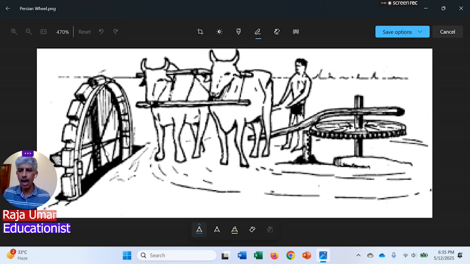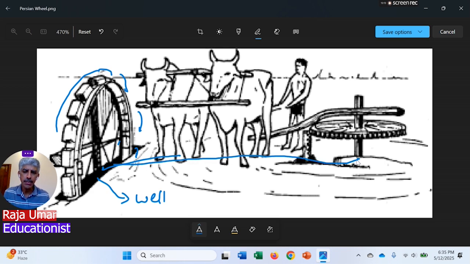So here you can see there are two wheels. One wheel you can see here, it is the vertical wheel, and down over here is the well, and this vertical wheel is getting into the well and it is pulling out water. And we have a connecting rod underneath up over here, and because of this one, this horizontal wheel is also rotating because of this connection between these two wheels.